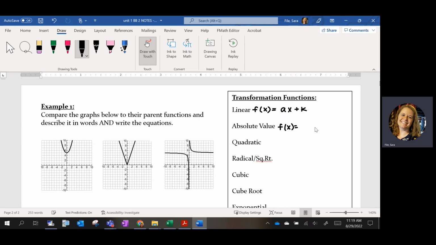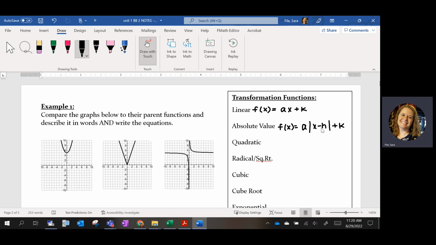So for the absolute value parent function, we multiply by a on the outside, and then inside the absolute value bars, x minus h is on the inside, and then plus k is on the outside. Now remember, it's always going to be minus h for the standard setup of these equations.